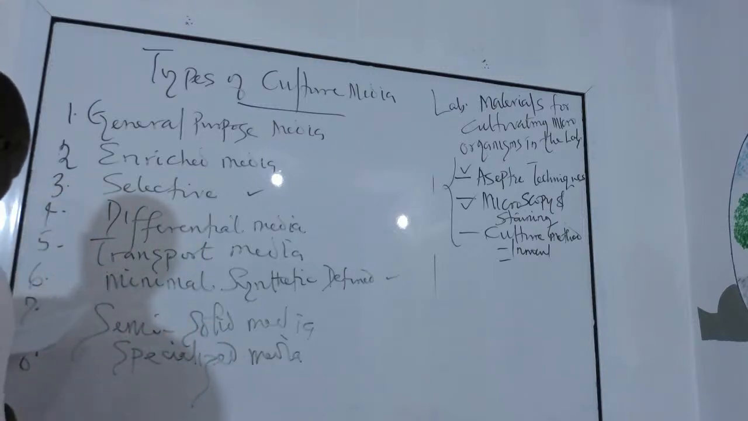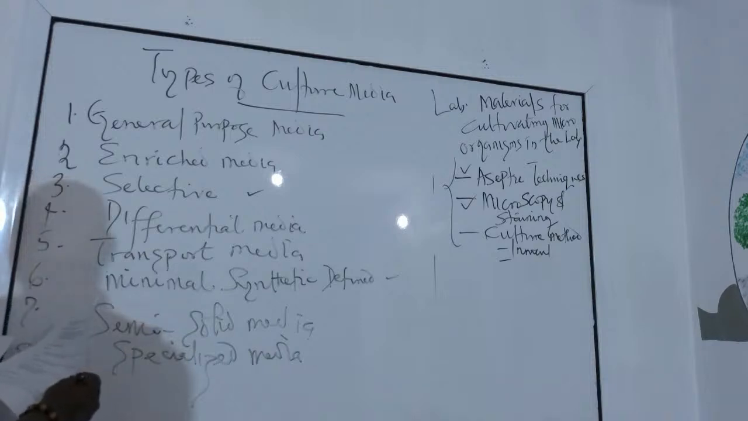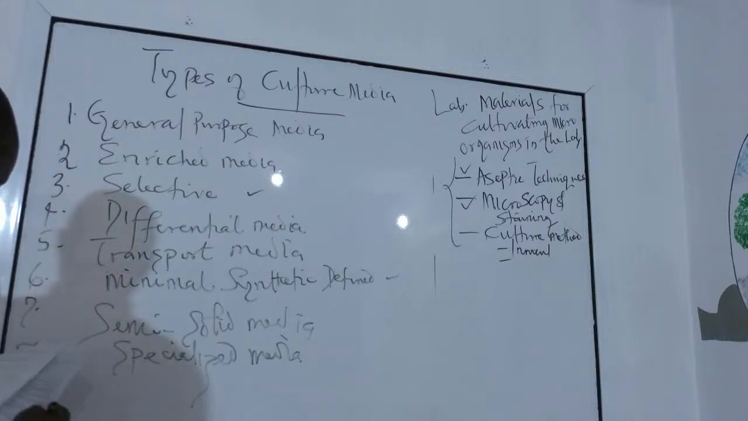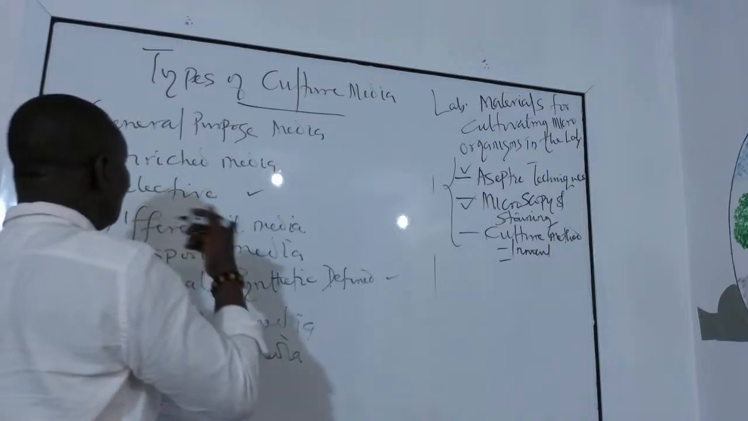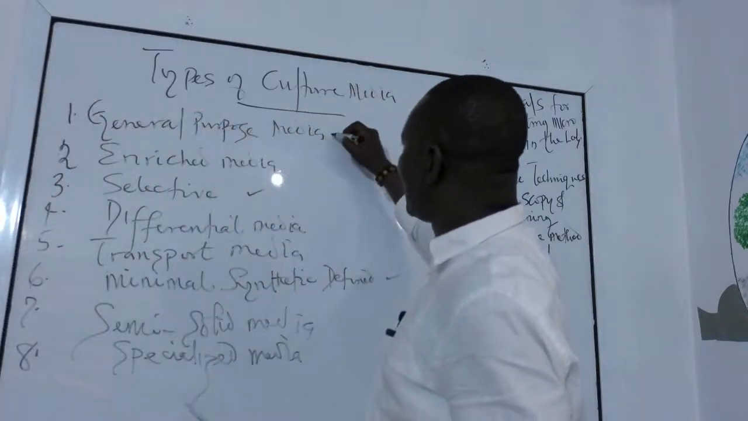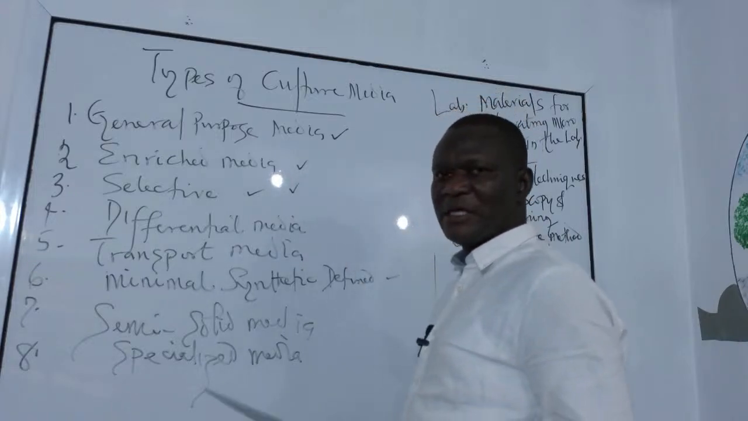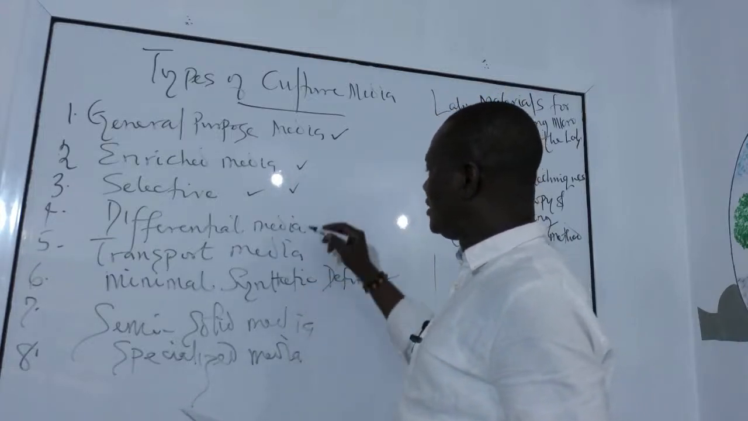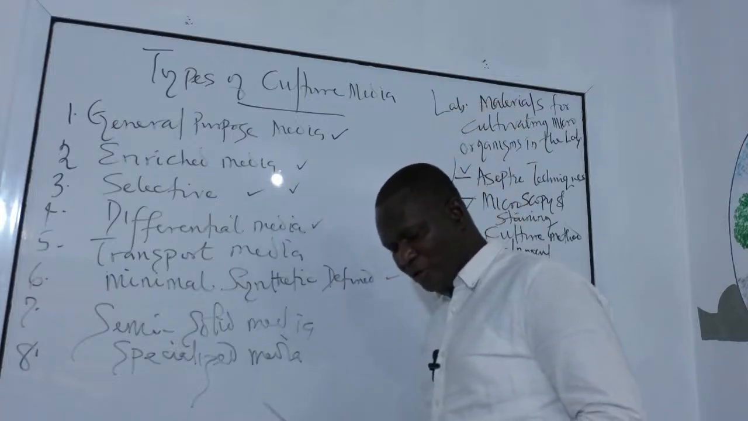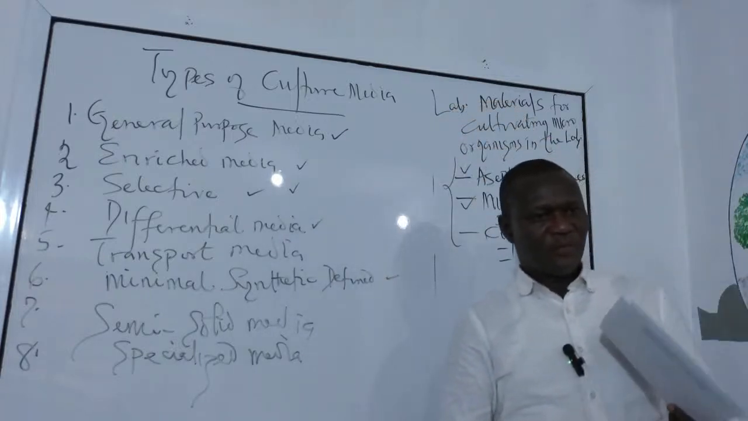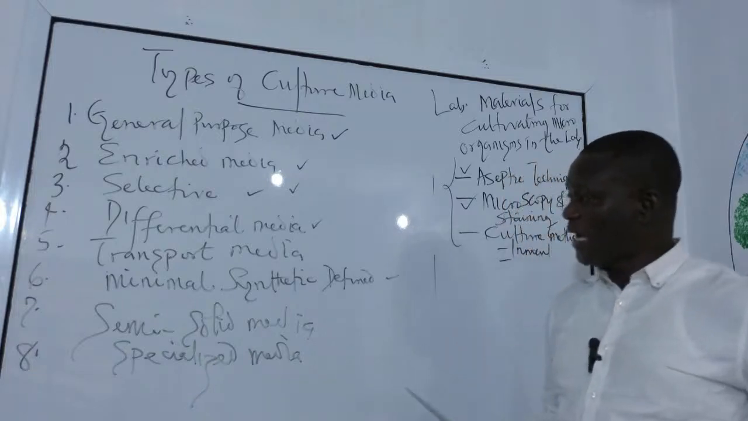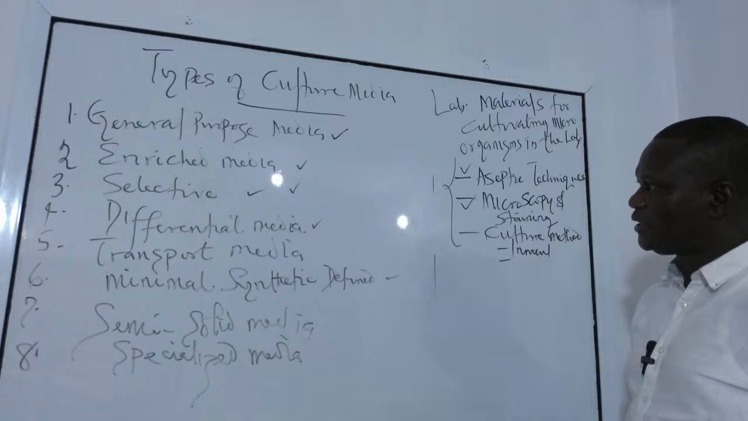Don't forget that each organism requires different types of media in order to be able to cultivate them. So that is what we will be doing. We just start picking them one after the other, and what are those things that really determine how they can be used and the purpose for which they are being used. Don't forget we have 8.